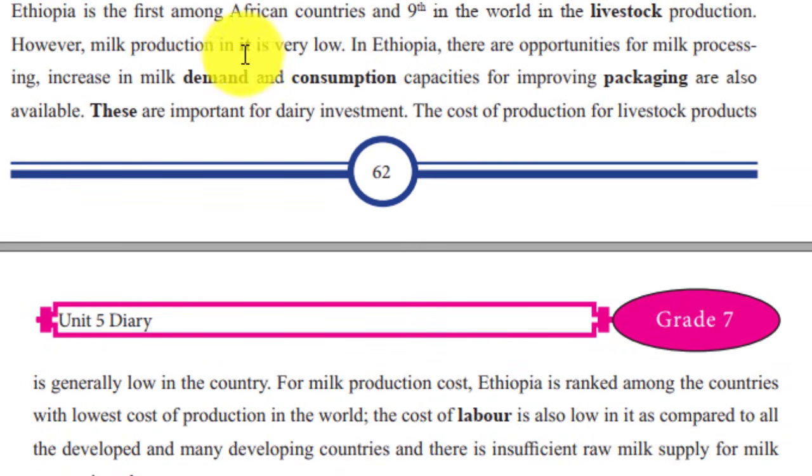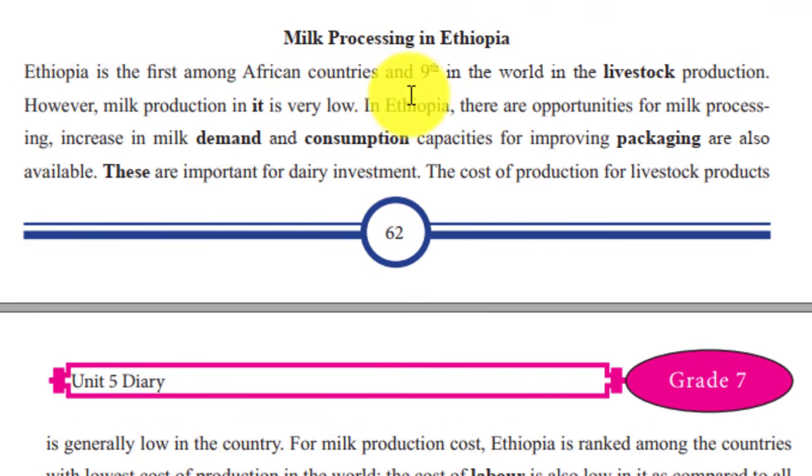ስለዚህ paragraph 1 line 2 ይለናል. Paragraph 1 line 2 ላይ ስንመጣ, what does it refer to? Paragraph 1 line 2 it እዚህ ጋር አለ, it የሚለው ቃል. ስለዚህ ወደ ኋላ ስንመለስ, however ይላል, milk production in it is very low ይላል. Milk production in it ይላል, ስለማን ያወራ? ስለ ኢትዮጵያ. Ethiopia is the first among African countries and ninth in the world in the livestock production ነች, ስለ ኢትዮጵያ ያወራ ነው. However milk production in it ይላል, የወተት ምርት ግን በዚህ ሀገር ውስጥ እያለ ነው, በማናገር ኢትዮጵያ ነው. ስለዚህ it የሚለው ኢትዮጵያን ሪፈር ያረጋል ማለት ነው.